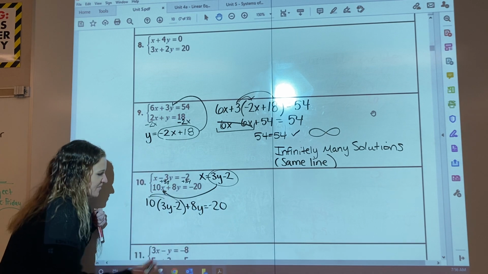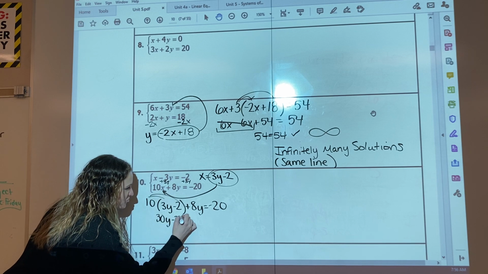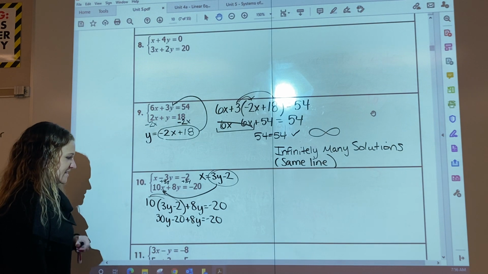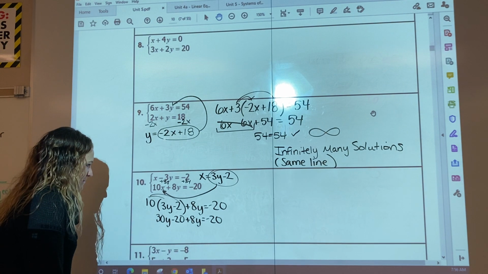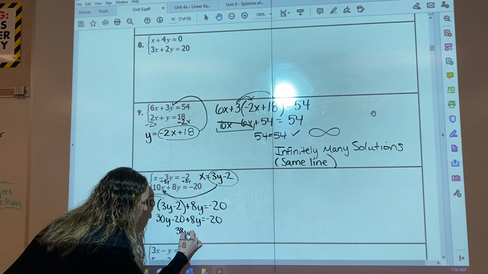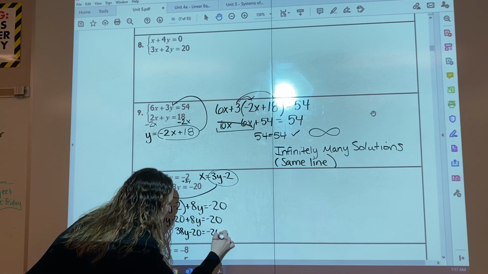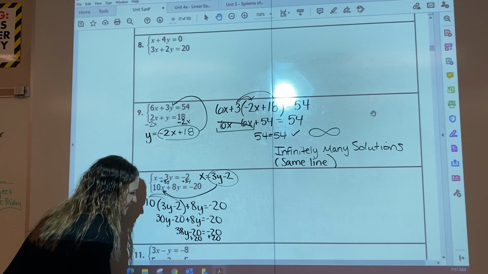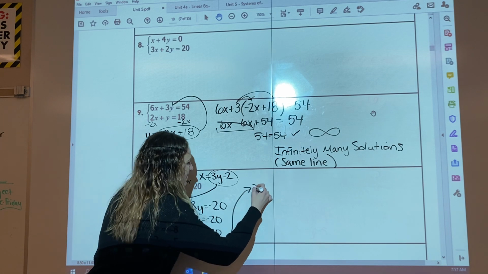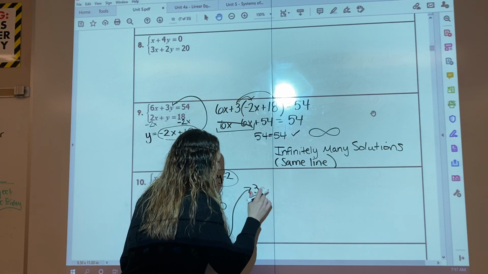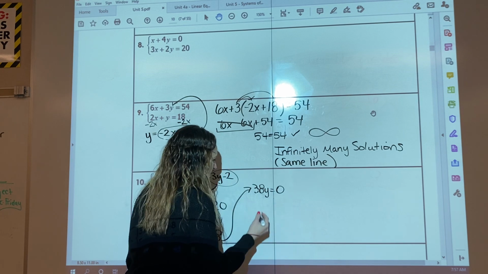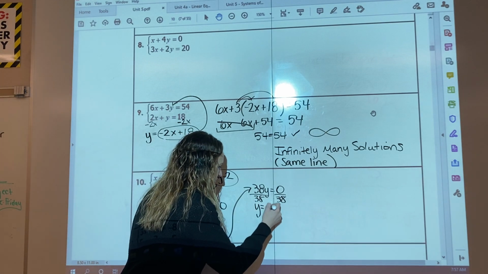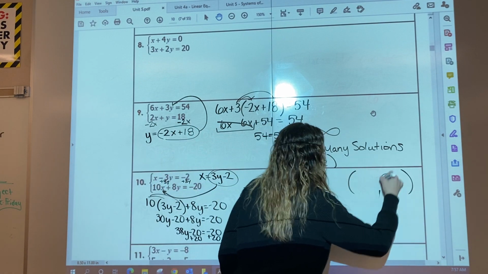Let's distribute. Getting 30y minus 20 plus 8y equals negative 20. I see I have some like terms, so I'm going to combine those. We have 38y minus 20 equals negative 20. I'm going to add 20 to both sides, leaving me with 38y equals 0. If I divide both sides by 38, I know 0 divided by anything is 0. So I have half of my ordered pair so far.